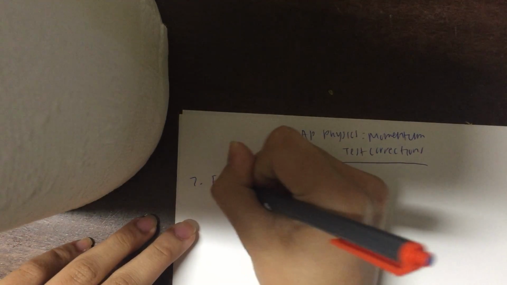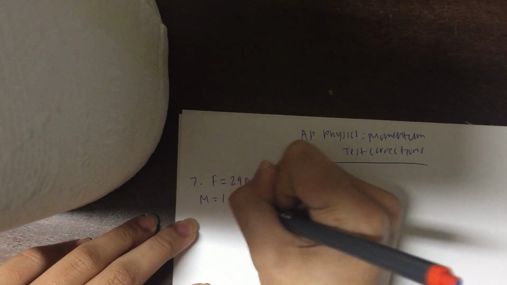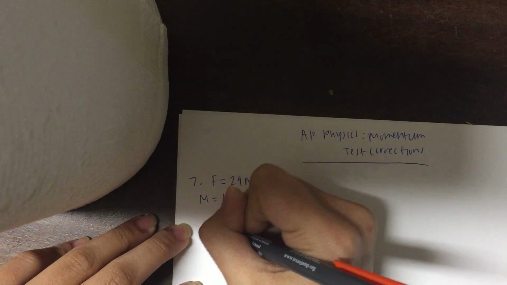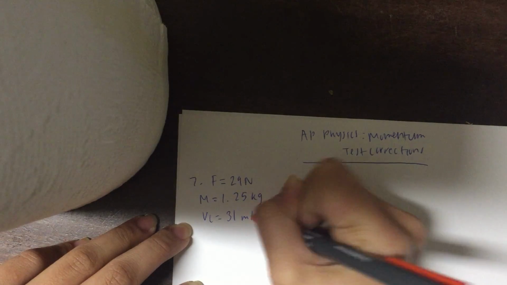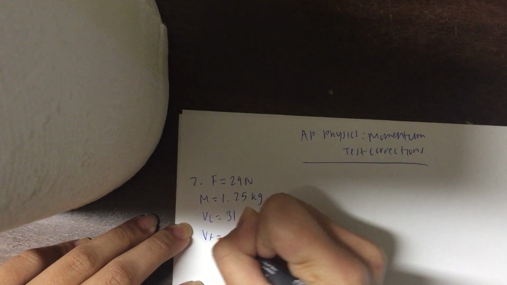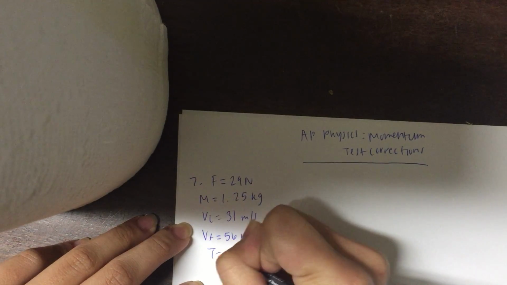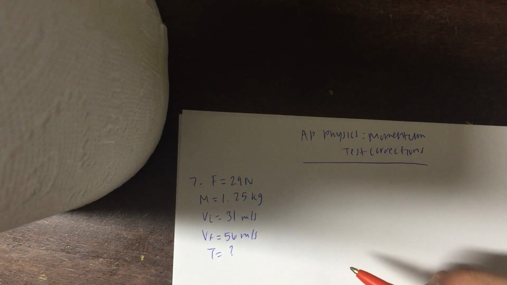So the force equals 29 newtons. The mass is 1.25 kilograms, and the velocity initial equals 31 meters per second. Velocity final is 56 meters per second, and time equals, you don't know the time.